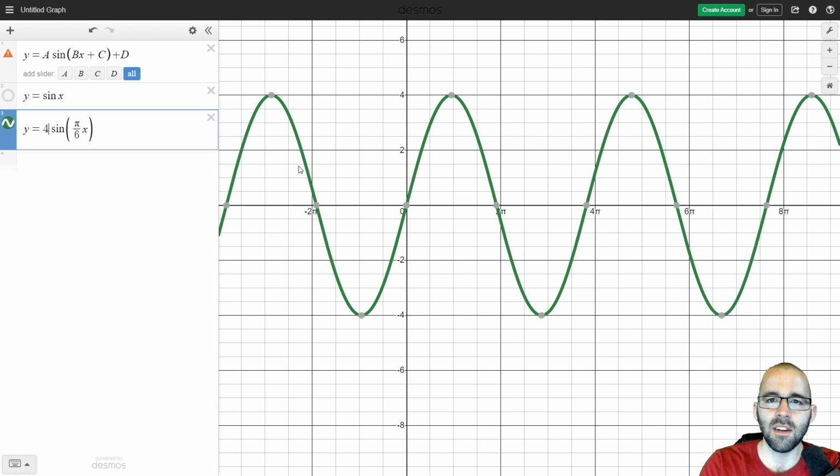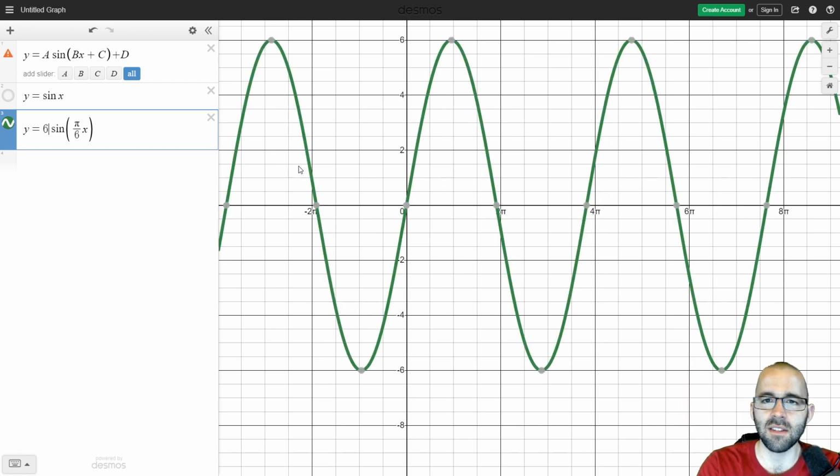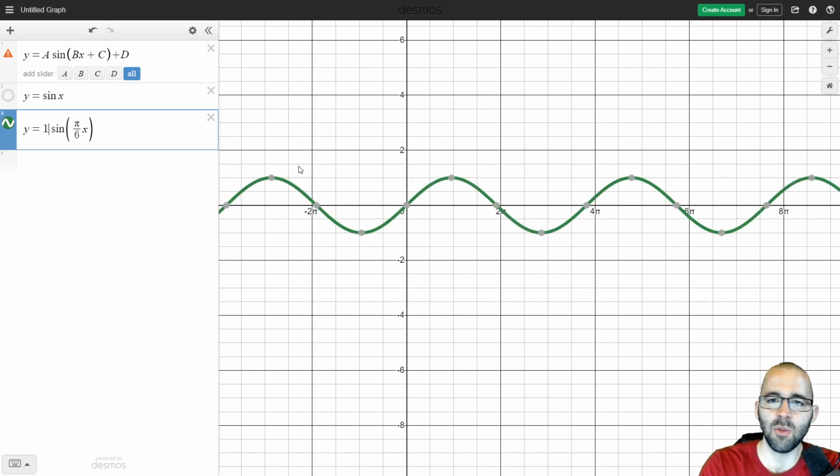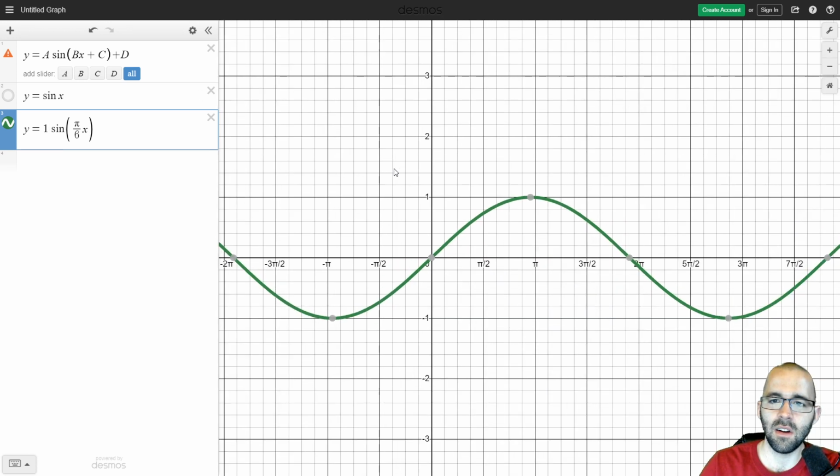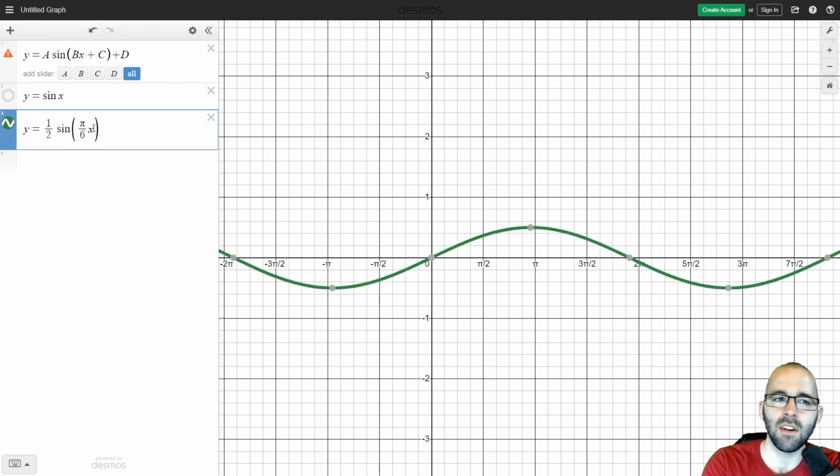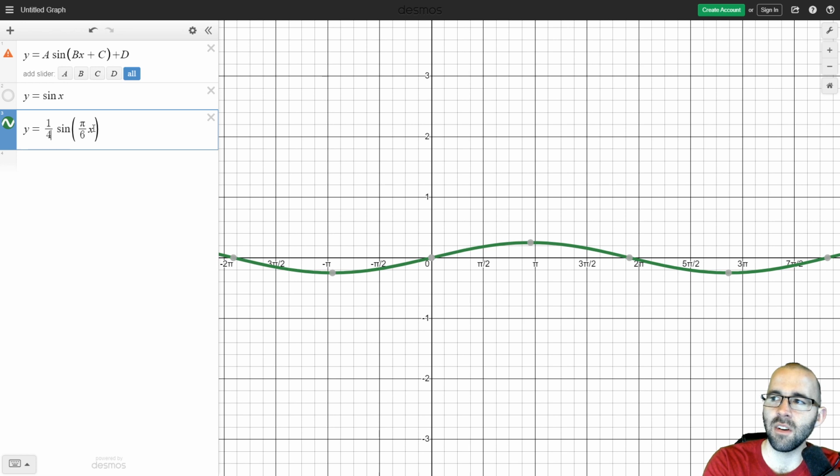Ah, it did. Make it a 6. It should go up to 6. If we make it 1, it should go to 1. If we halved it, it should only go to 1/2. If we quartered it, it should only go to 1/4. All right. And so that's all amplitude means. It's how high and low does it go? How squished is the wave, or how big is the wave? If you're thinking about these as sound waves, then this is the volume.